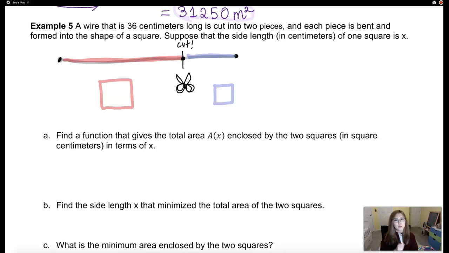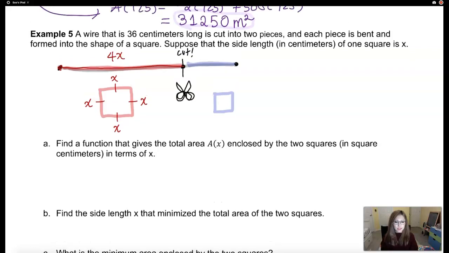Let's keep going. Suppose that the side length in centimeters of one square is x. Let's just pick one. I'll pick the big one. It doesn't matter, but I will go ahead and say this one is x. Side length is x, but since this is a square, what do I know? All 4 sides are x. So 4 sides will add up to 4x. We don't know anything about the other one.